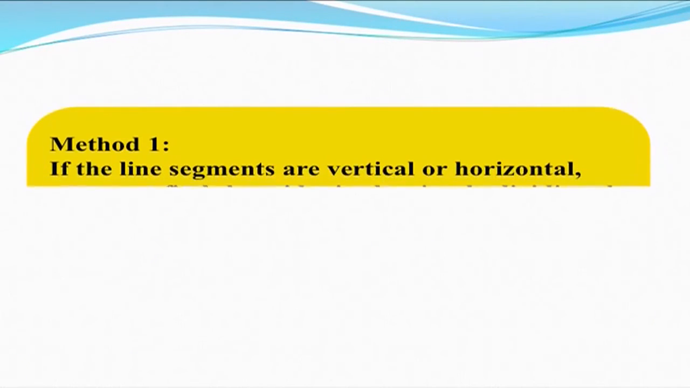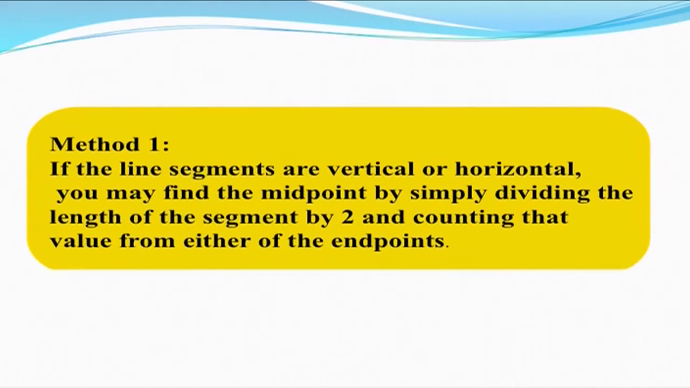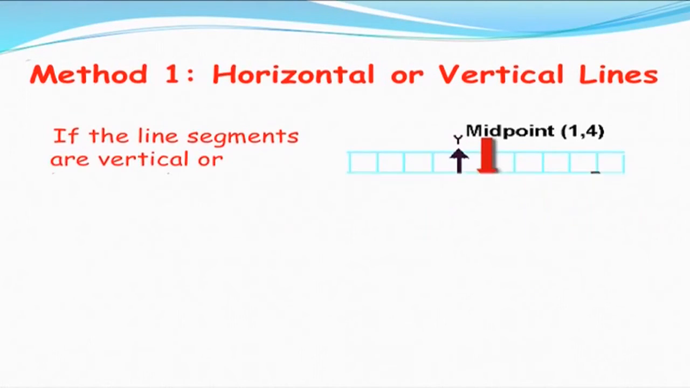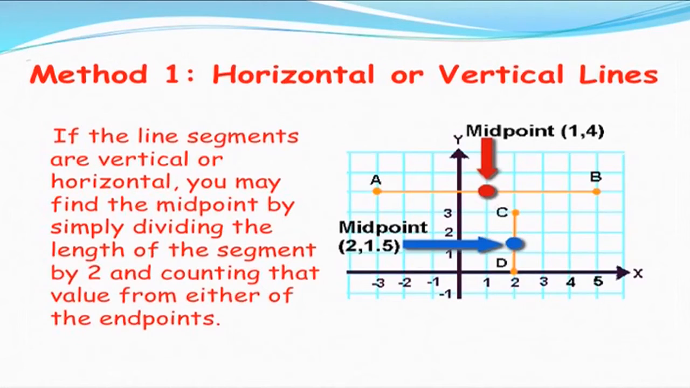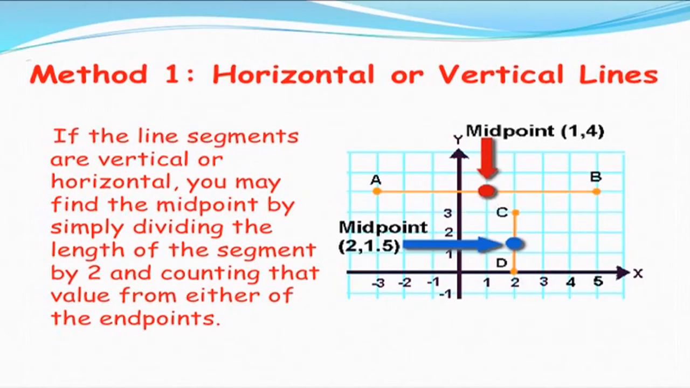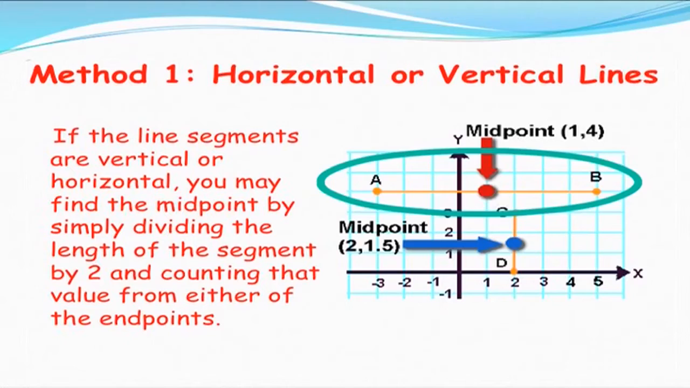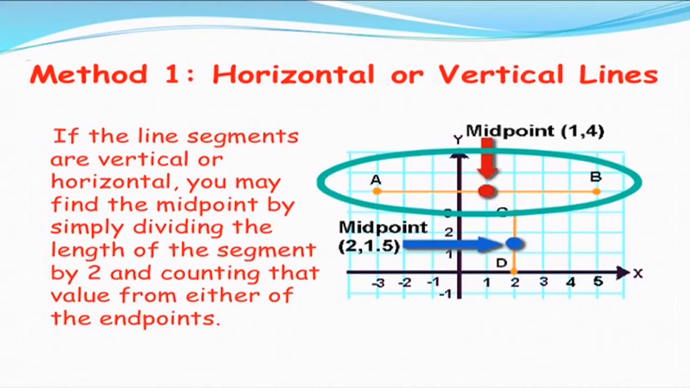If the line segments are vertical or horizontal, you may find the midpoints by simply dividing the length of the line segment by 2 and counting that value from either of the endpoints. Likewise, here there are 2 points A and B, or we have a segment AB. Coordinates of A are -3, 4 and coordinates of B are 5, 4. And the midpoint, we find it as 1, 4.